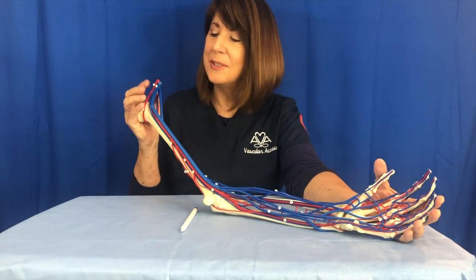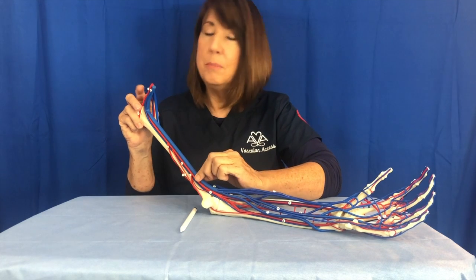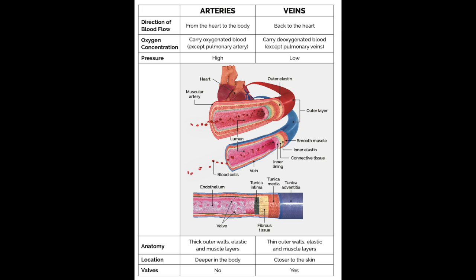So arteries in this model, like many models, are red. The venous system is in blue. Let's start with a little vessel layer review, and then we'll get right into those vessels of the upper arm for vascular access. Arteries take blood away from the heart to the tissues of the body. The veins return the blood back to the heart.